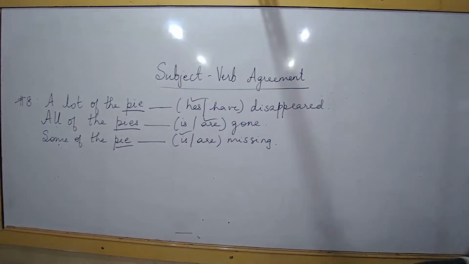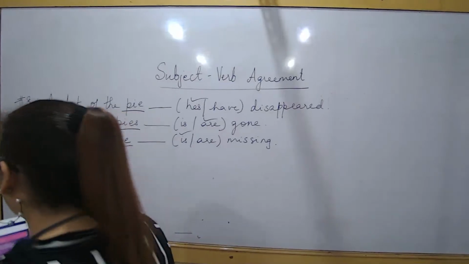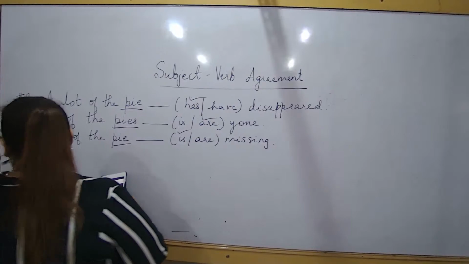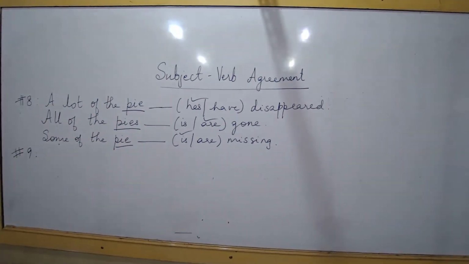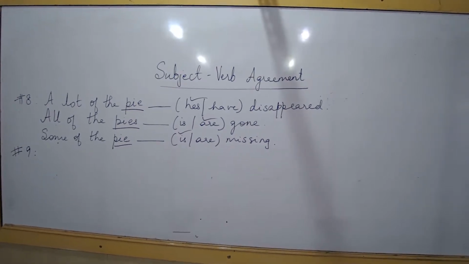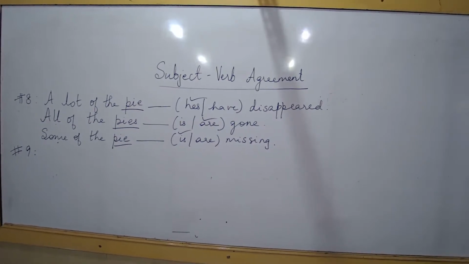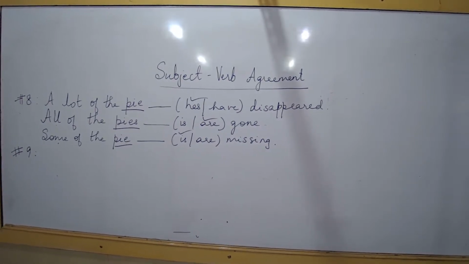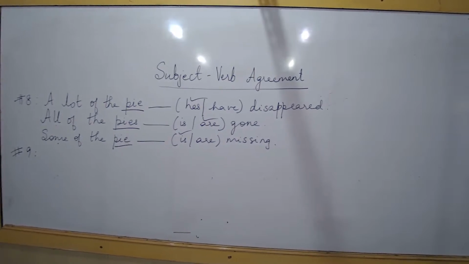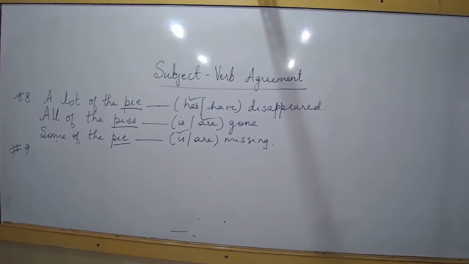Okay, next rule. Now with collective nouns, rule number 9. Do you know about collective nouns? What are collective nouns? Like a bunch of, a group of, an army of. Yes, their groups are given one single name.